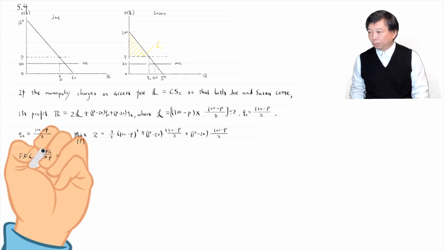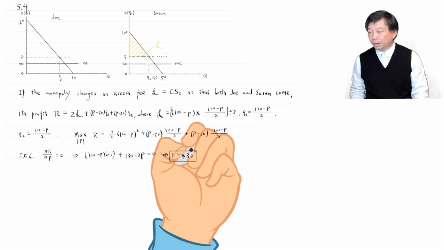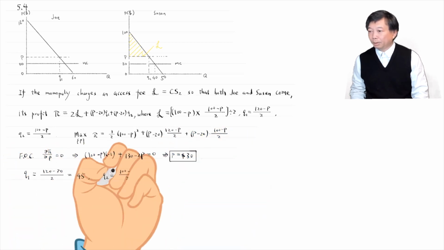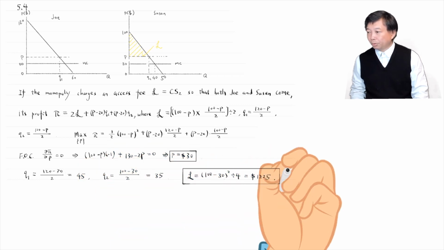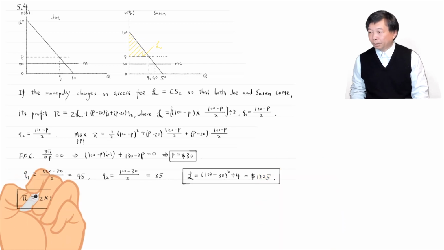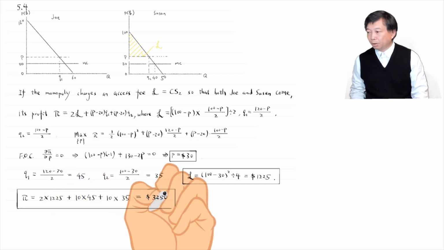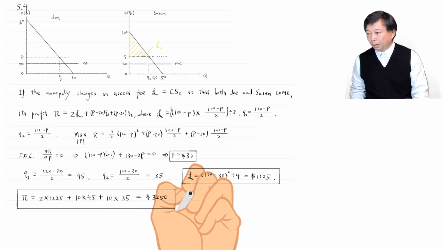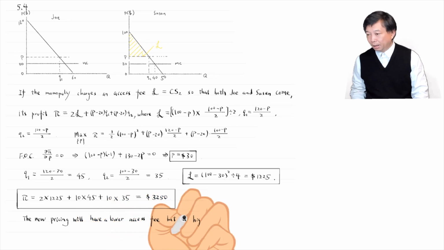The first order condition leads to the optimal price of $30. Then we can solve for the quantities Joe and Suzanne purchase and the access fee L. The access fee is $1,225. Finally, we can calculate the profit the club earns. It is $3,250. Compared to Joe's original deal, the new pricing will have a lower access fee, but a higher per unit price.